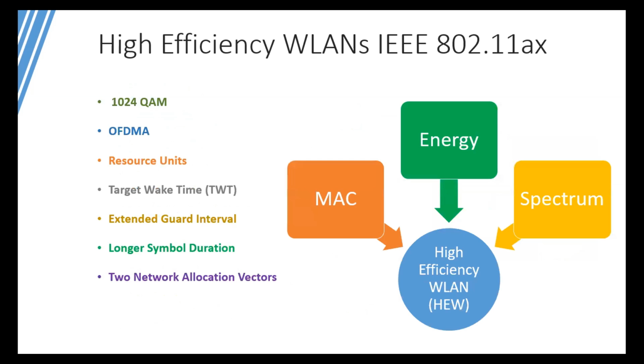The 802.11ax creates an environment of energy and spectrum efficiency by options such as new modulation and coding schemes, the use of orthogonal frequency division multiple access, the use of multiple resource units, the target wake time power saving technique, an extended guard interval and a longer symbol duration to combat interferences, and the use of two network allocation vectors to distinguish frames from the same network and frames from neighboring networks.